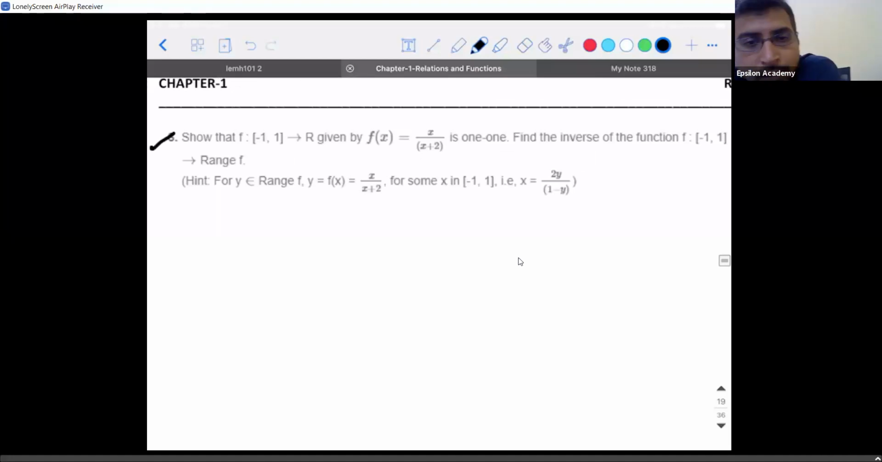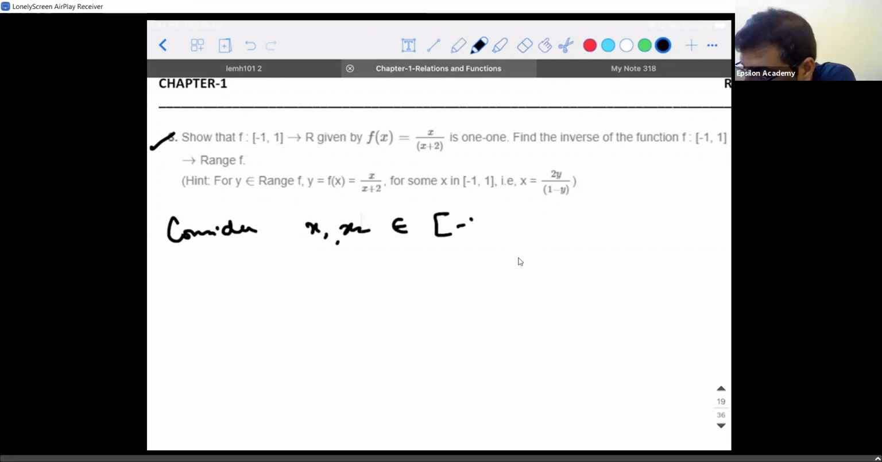How to do? So show that you have a function mapped from [-1, 1] to R. So there is a function f of x whose domain is what? All real numbers between -1 and 1, including -1 and 1. So what is the function given? f of x is equal to x by (x plus 2). It is 1 to 1. So first we need to prove that it is 1 to 1. How to prove it is 1 to 1? Consider x1, x2 belongs to [-1, 1].